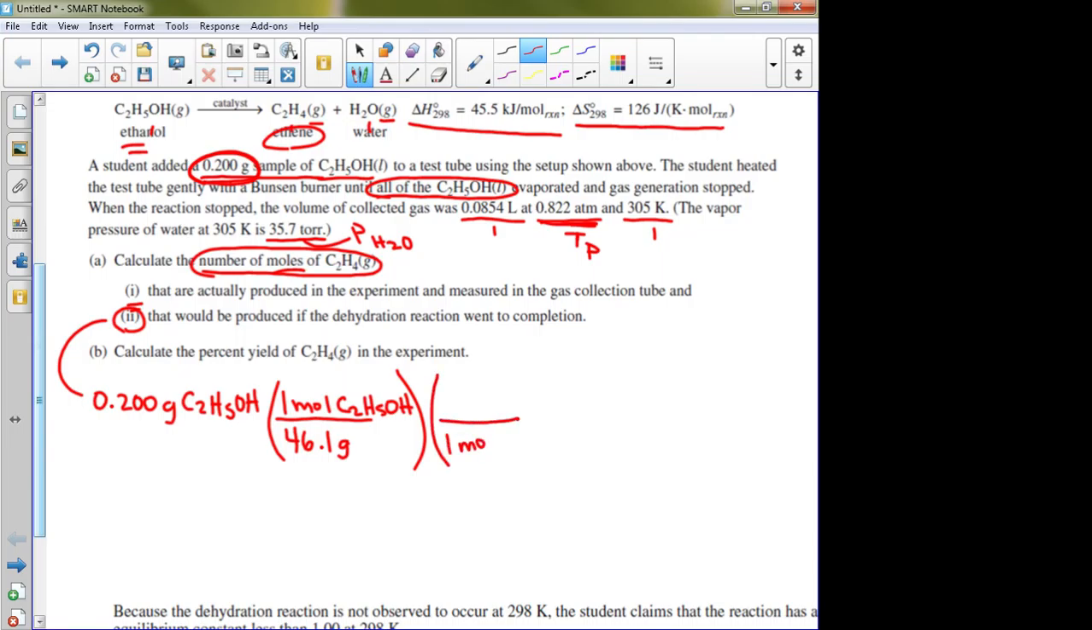And then for every 1 mole of C2H5OH I have 1 mole of ethene. So that makes all of that cancel. So how many moles would be produced? 4.34 times 10 to the negative third moles, and you would have gotten 1 point for that. Is everybody following me so far?